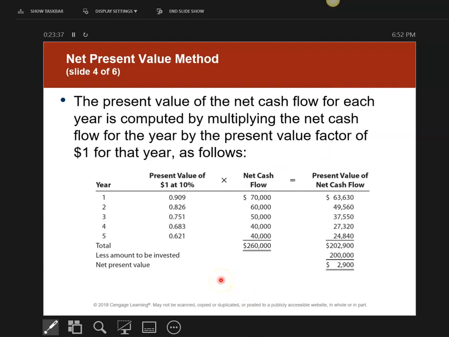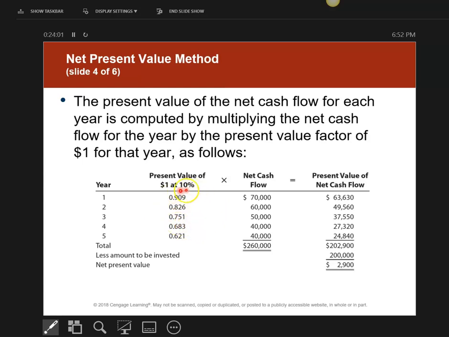So here we have a little chart here. Over here I have the years. These are going to be the multipliers. Now we are doing the present value of $1, not the annuity. And here we're using 10%. And we're going to multiply it times the net cash flow. Be careful, do not multiply it times the net income. It's multiplied times the net cash flow.